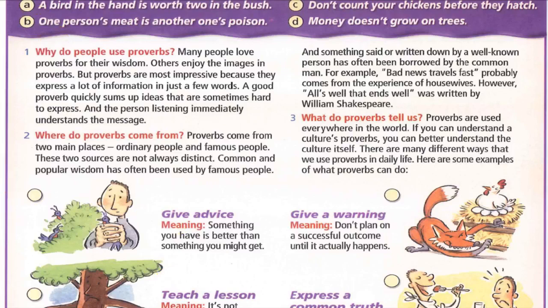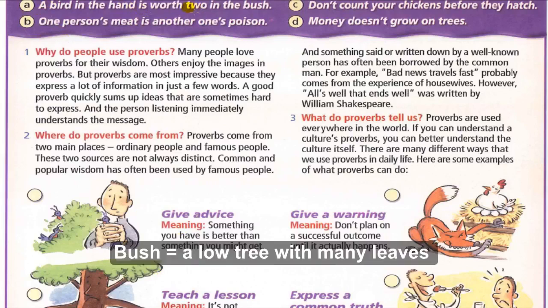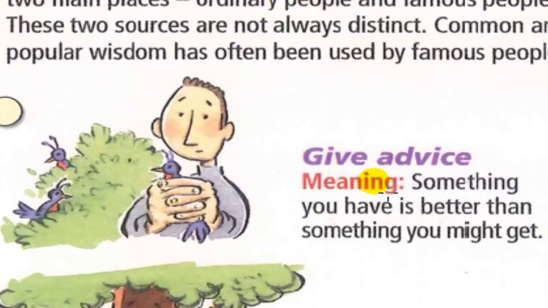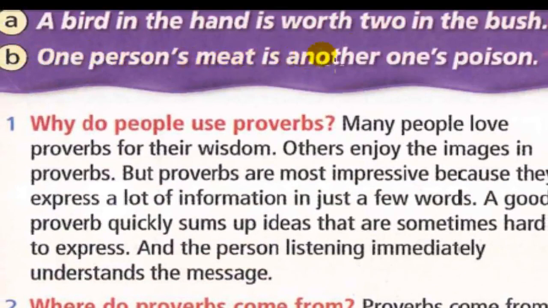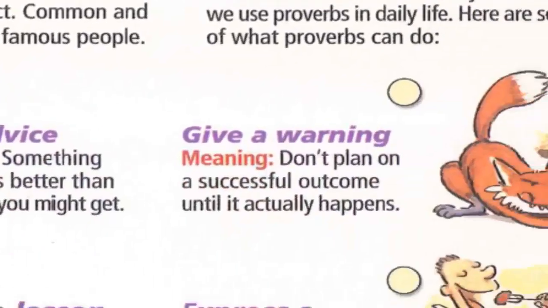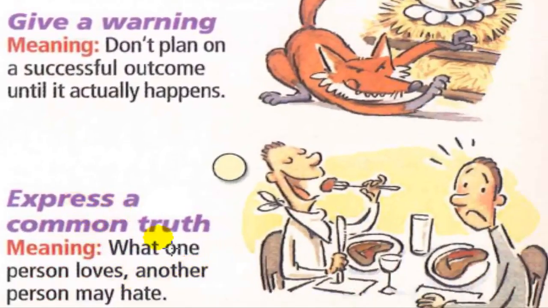Number 1, a bird in the hand is worth 2 in the bush. Give advice, meaning something you have is better than something you might get. One person's meat is another one's poison. This, of course, expresses a common truth, meaning what one person loves, another person may hate. If you like something, if you love something, another person may hate it, doesn't like it.